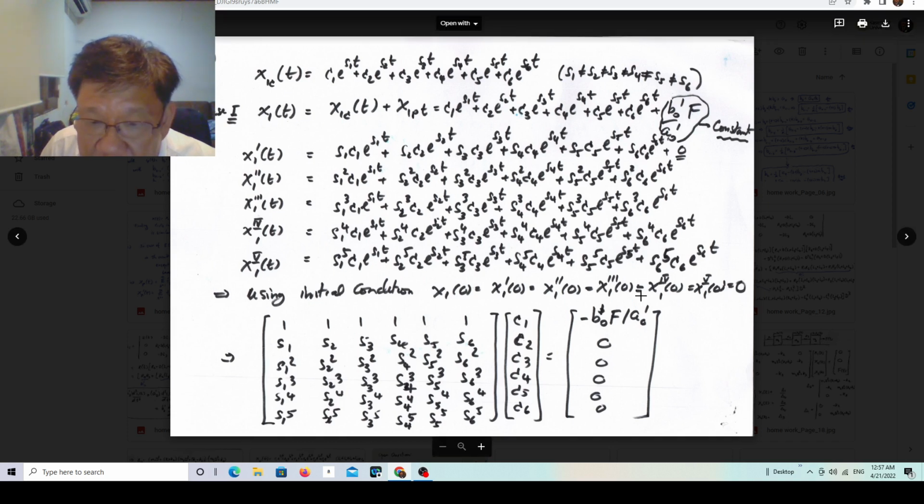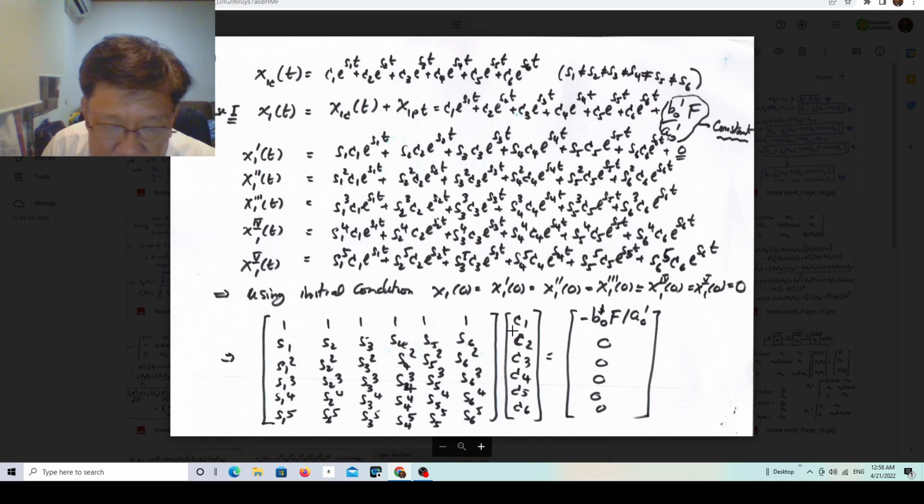But if you want to leave it just like what we did in the previous example, you're not going to get 0 here. In the first one you're going to get x pi 0, minus this one, you get x pi of 0, x double pi, x triple pi, x at 4th order, and x at the 5th order at time 0 on the right hand side. But this is a little more nasty if you want to find the general form of c sub 1 to c sub 6, because you need to find the inverse of this matrix.